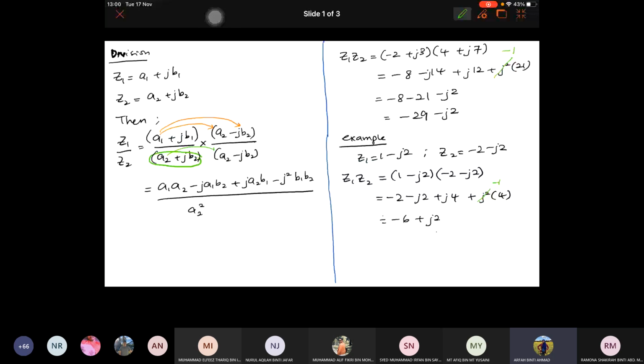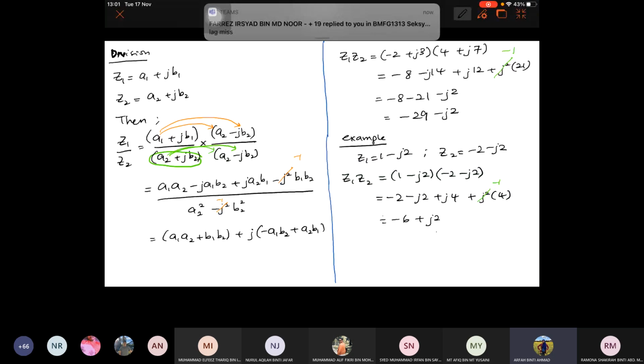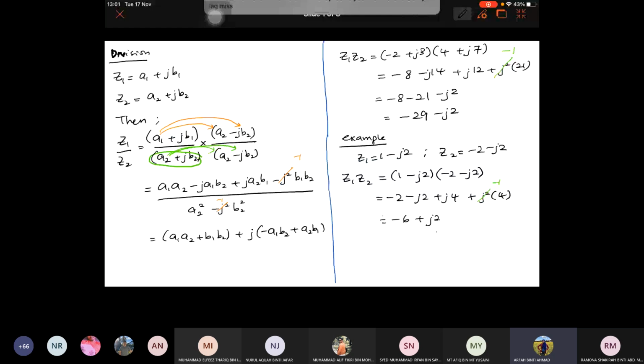Dan J kuasa 2 is negative 1, negative 1. So the multiplication finally you are going to have A1 A2 minus, dia akan jadi plus B1 B2 tambahkan dengan J darabkan dengan negatif A1 B2 tambah A2 B1. Okay, dah clear. Masih lag lagi ke? Clear or not? Divide by A2 squared tambah B2 squared. So this is the division of two complex number. Done. Lag lagi ke? Still lagging.